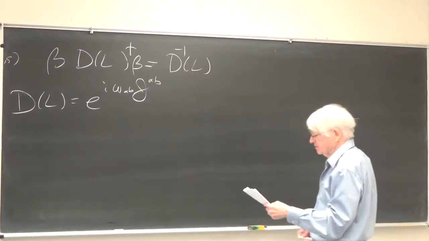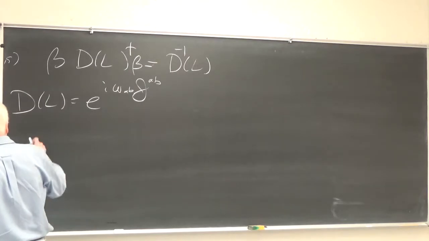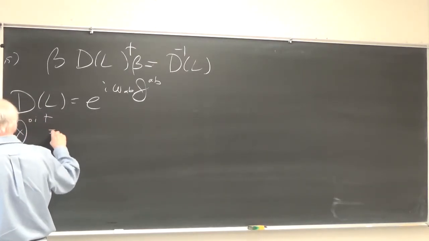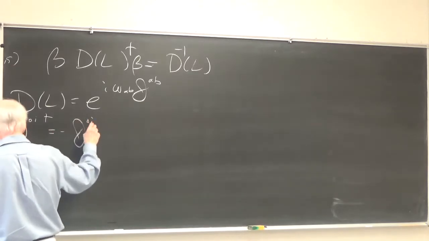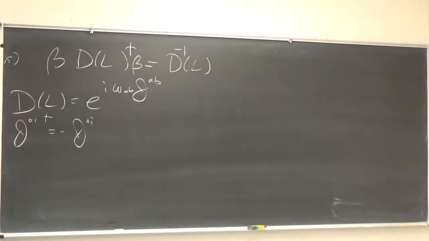And in particular, since J0I dagger is minus J0I, oh, there's another typo. I don't know what I'm doing.